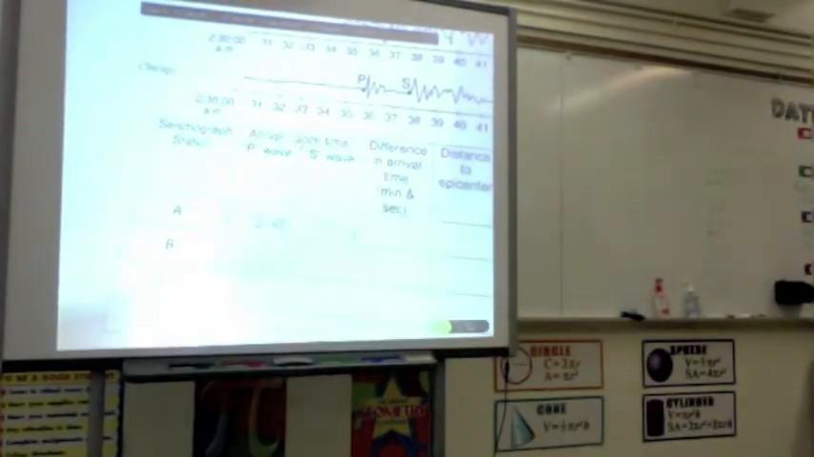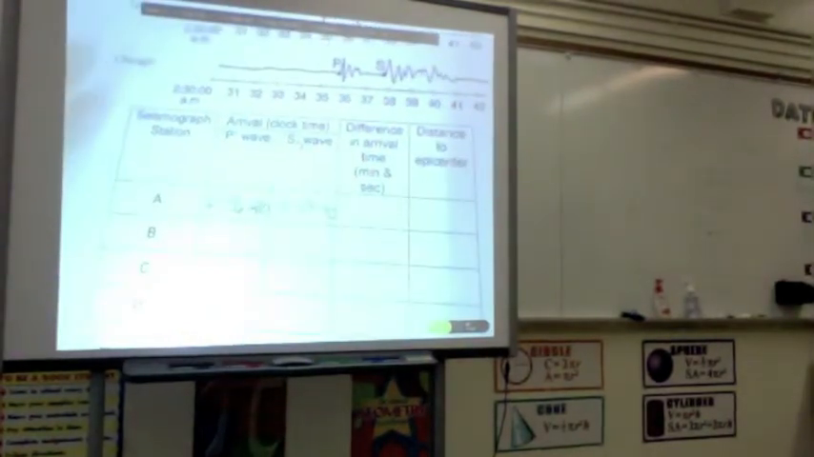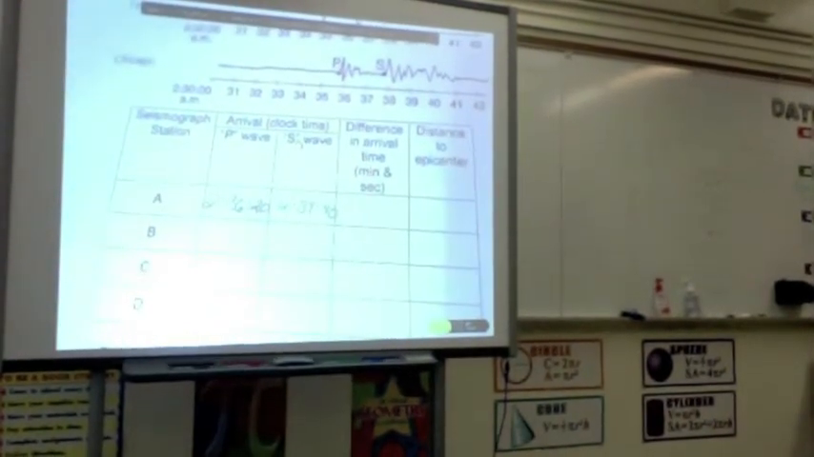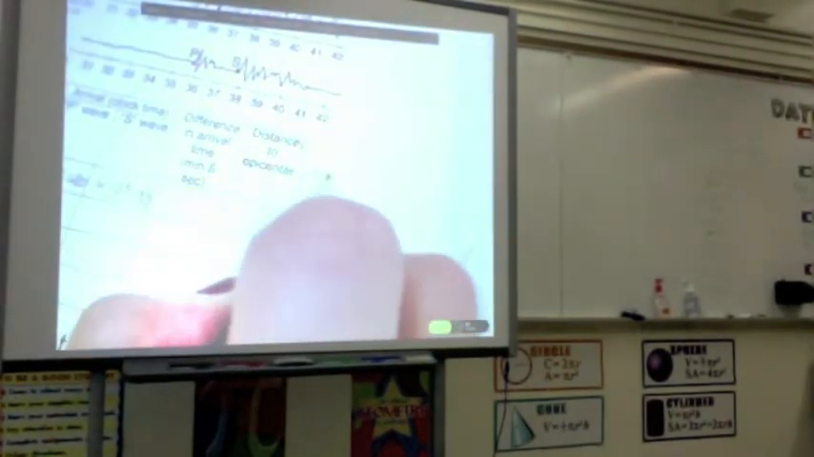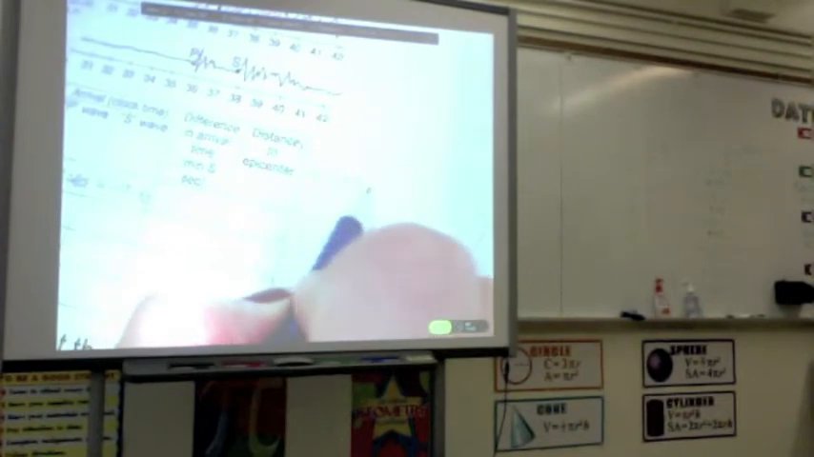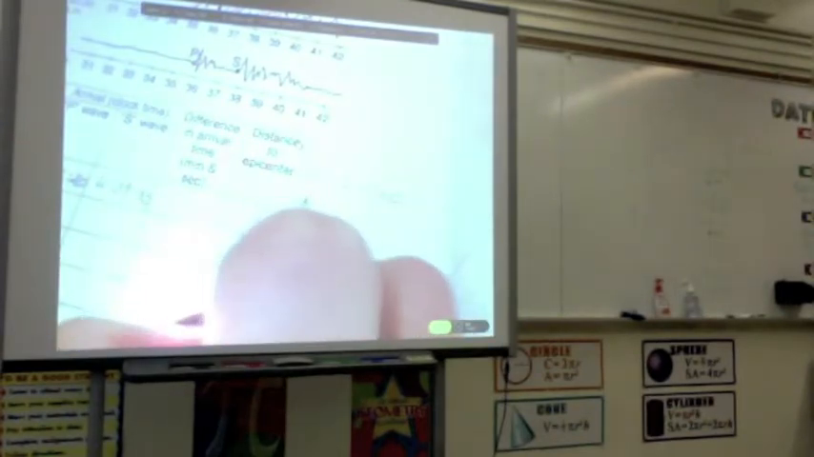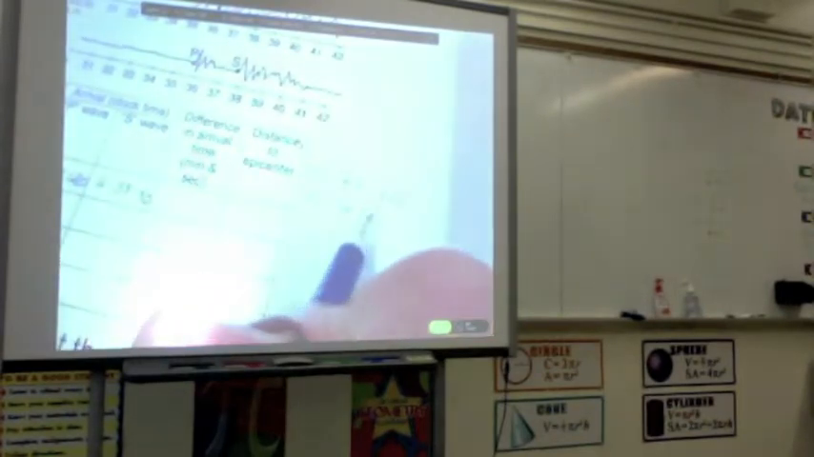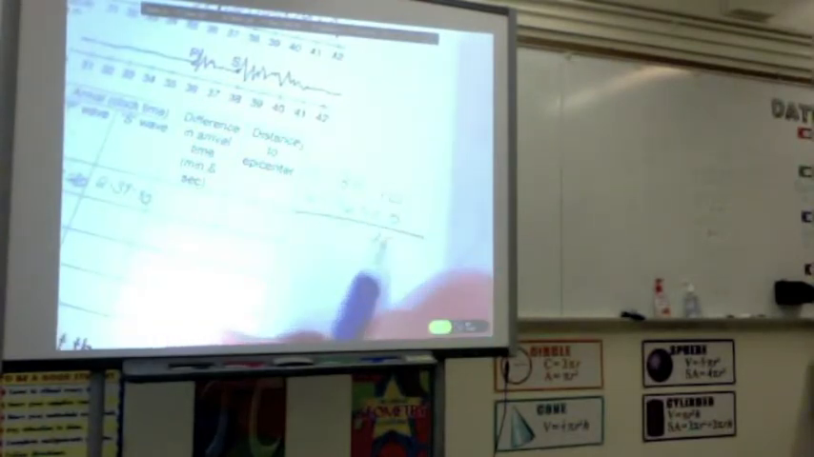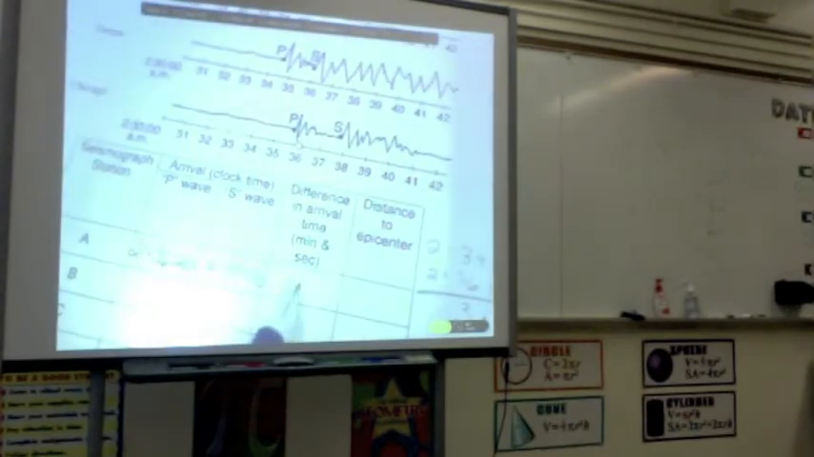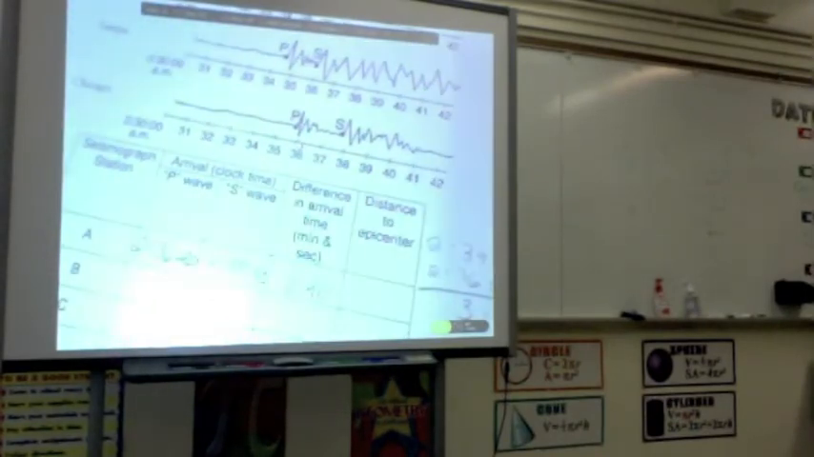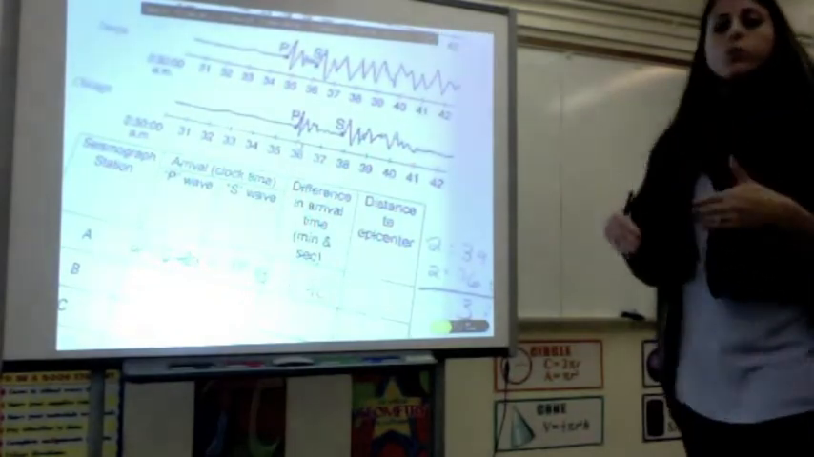2:39:40. So now we need to find the difference in the arrival time between the P and the S waves. So I'm going to subtract the arrival time of the P wave from the arrival time of the S wave. So I'll get 20 seconds and 3 minutes. So the difference in the arrival time will be 3 minutes and 20 seconds. So now the next thing we're going to do, we're going to have to switch our papers.